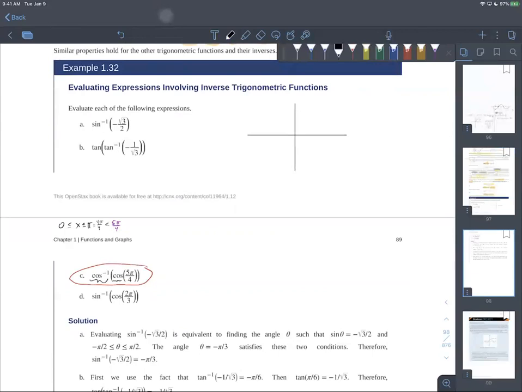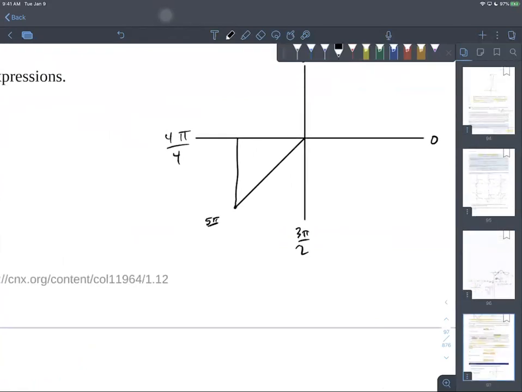So let's find the cosine of 5 pi over 4. The cosine of 5 pi over 4, this is 0, this is pi over 2, this is pi, and this is 3 pi over 2. Now 5 pi over 4, we just said that is larger than 4 pi over 4. 4 pi over 4 is right here. That's just pi. And so 5 pi over 4 is one more pi over 4 than 4 pi over 4.